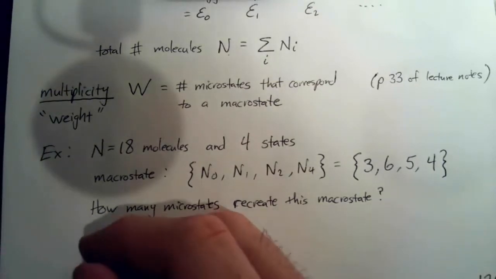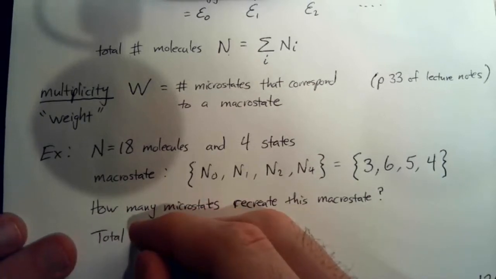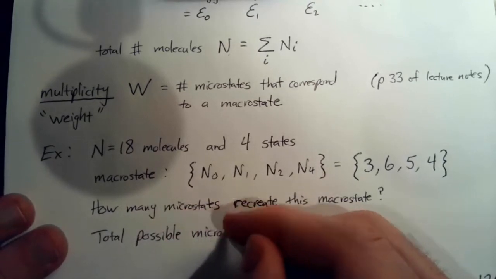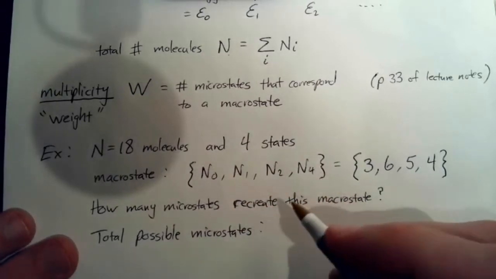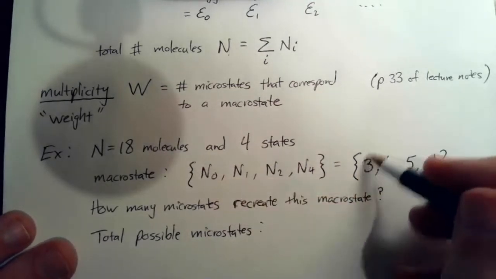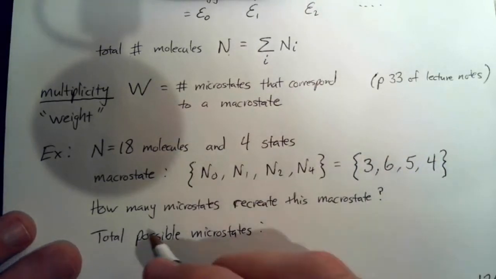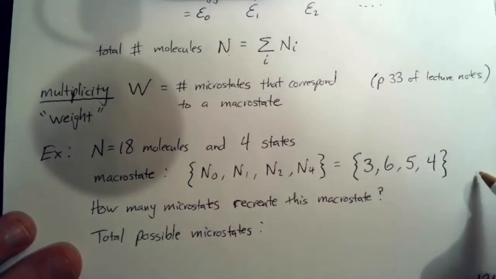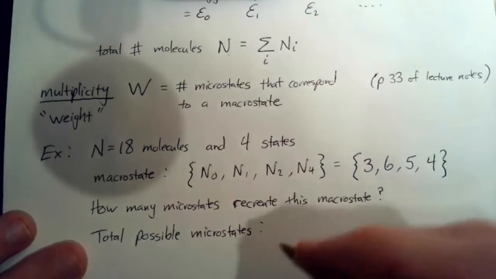So first, I want to talk about what is the total possible microstates for this system. Well, that's like asking which 3 molecules go in this bin, which 6 molecules go in here, 5 in here, 4 in here. The total number of ways of ordering 18 molecules into these bins is, well, the first molecule, I have 18 choices.